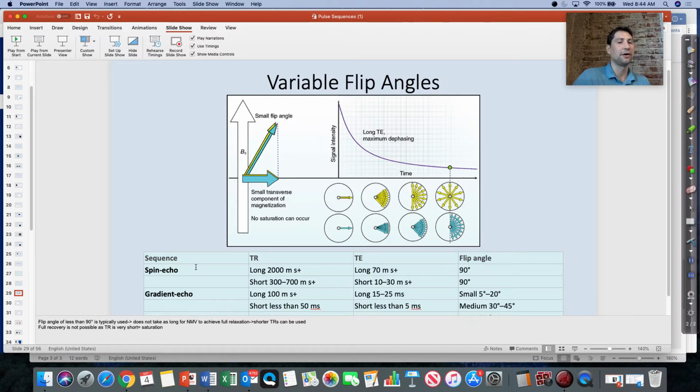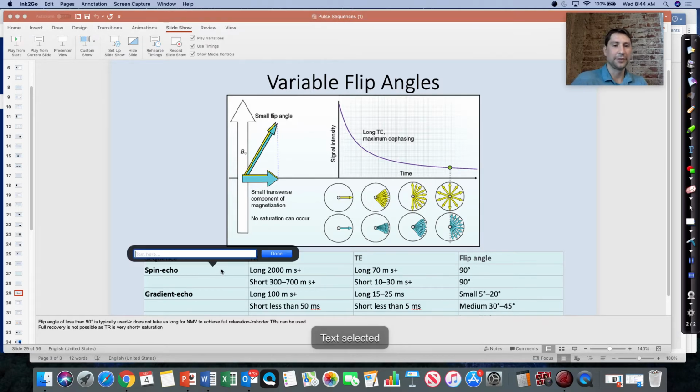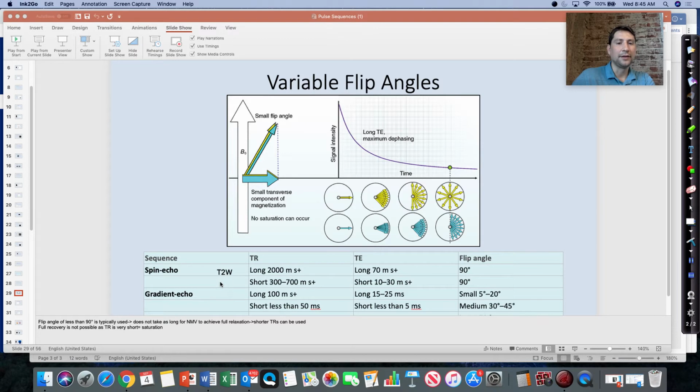So here are our parameters for our conventional spin echo versus our conventional gradient echo. So take notice, here we have a long and long. What is that, a T1 or T2? T2. So this one right here, we can say T2 weighted. And then obviously this one's going to be T1 weighted, short and short. Our flip angle is going to be the same, 90 degrees.